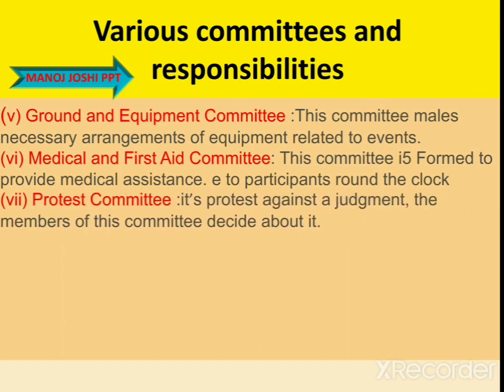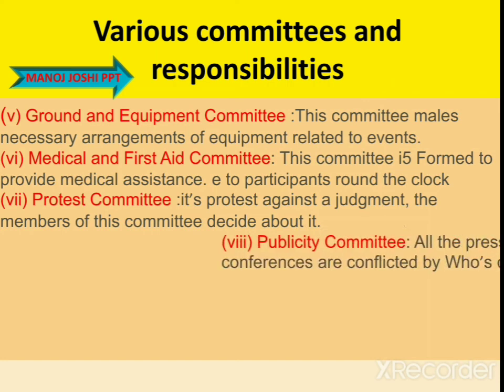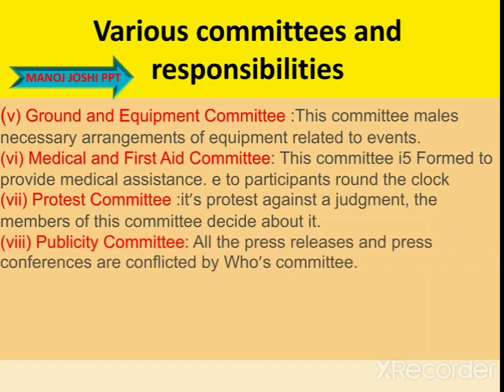Then protest committee. This committee handles protests against a judgment. The members of this committee decide about it. So whatever the work is, we make committees because that helps us conduct any event smoothly. A sports event needs to be organized very carefully, then the sports event can be successful.